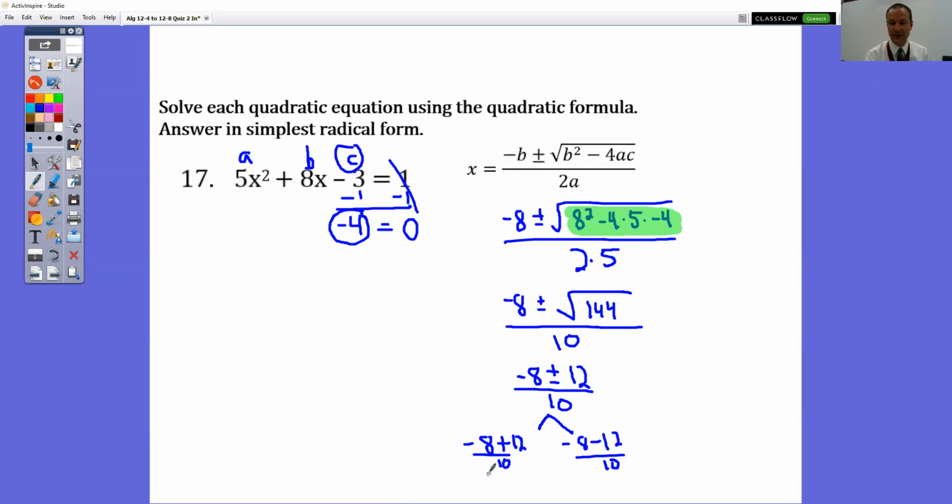Negative 8 plus 12 is 4. 4 divided by 10 is 0.4. If we had to take it into simplest radical form, all right? That would actually be simplest radical form because we had to take the square root there. Negative 8 minus 12 is negative 20. Negative 20 divided by 10 is negative 2. So we would have 0.4 and negative 2. I know it's a little bit confusing because it says simplest radical form, but we had to simplify that radical. 144 simplified is 12. So you actually have to keep on taking it down to the decimal there.